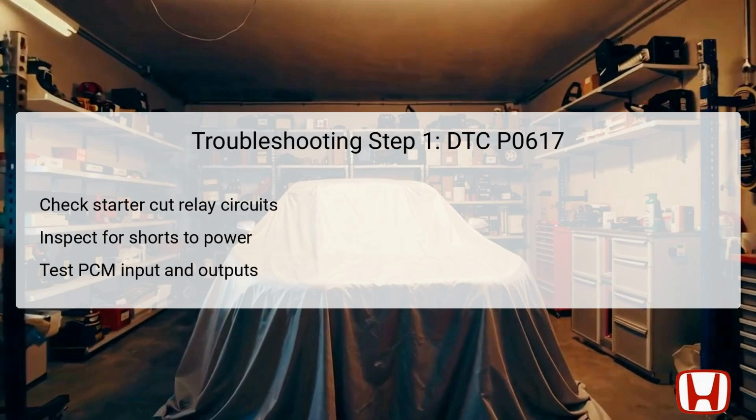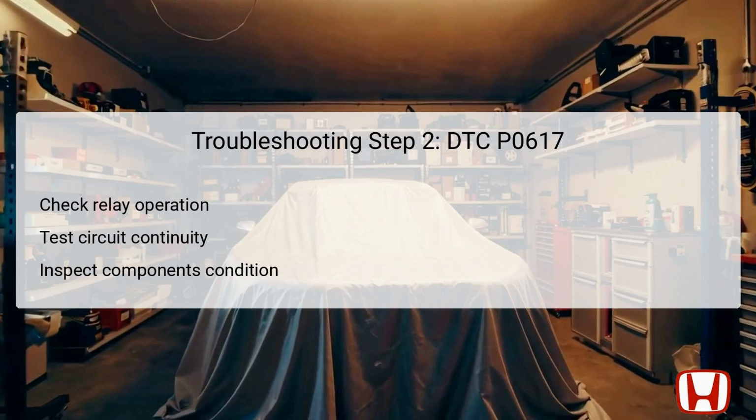Next, utilize a multimeter to test the input and output signals of the PCM to ensure it is functioning correctly. Measure the voltage at the starter cut relay terminals. It should be within specified limits to ensure proper operation. This step is essential in diagnosing which component, whether it's the relay, wiring, or PCM, may be malfunctioning. Accurate testing and inspection at this stage can often pinpoint the root cause for further investigation.